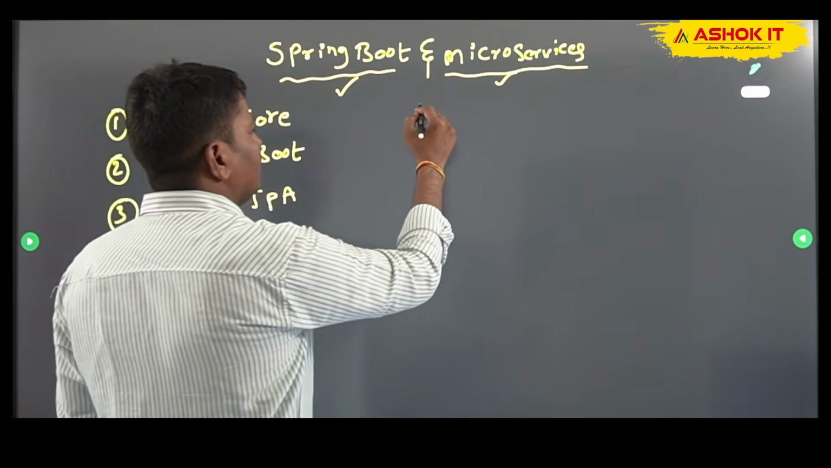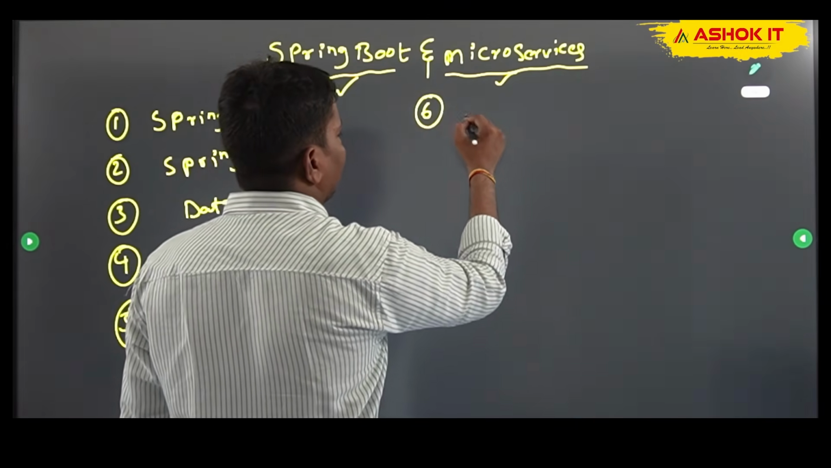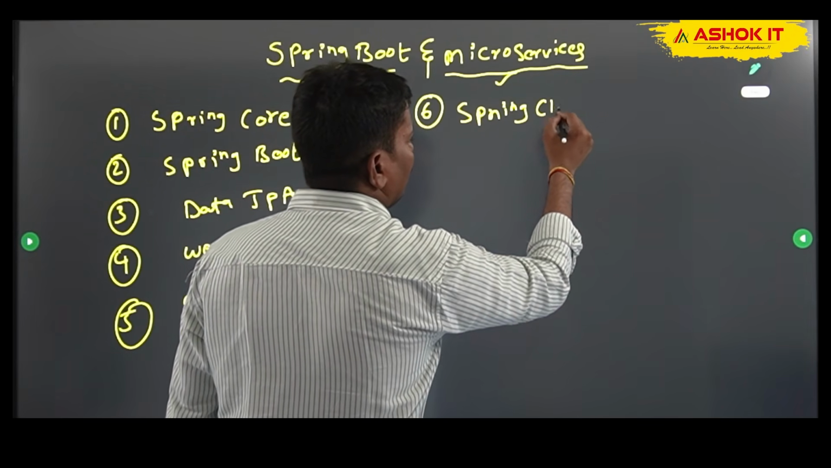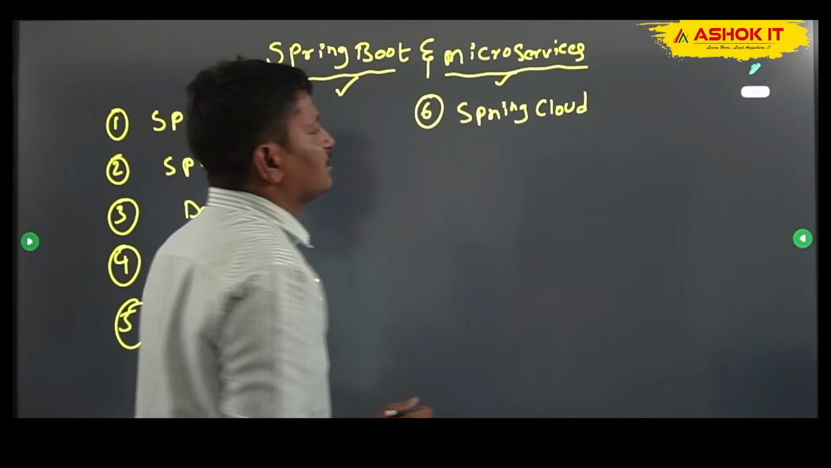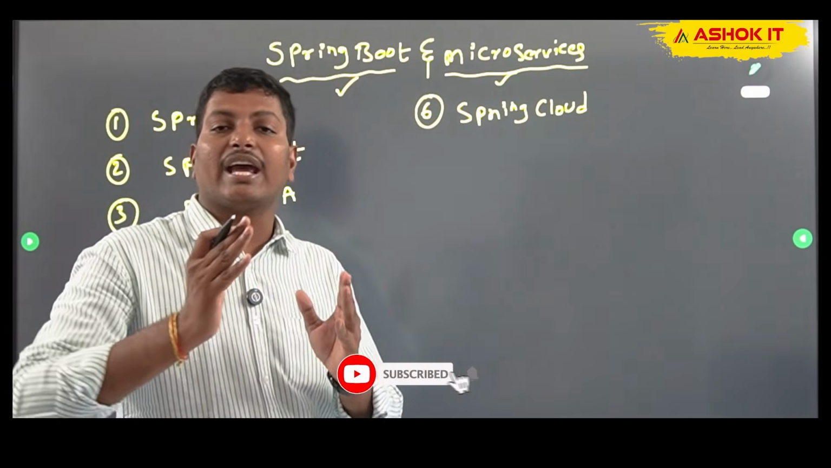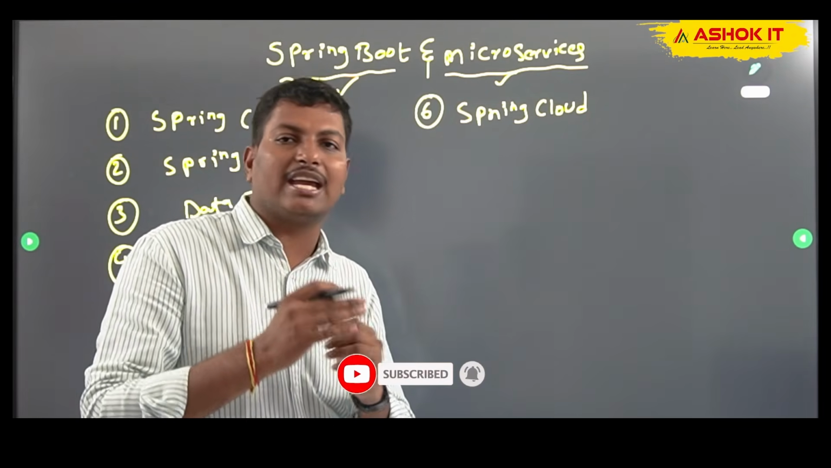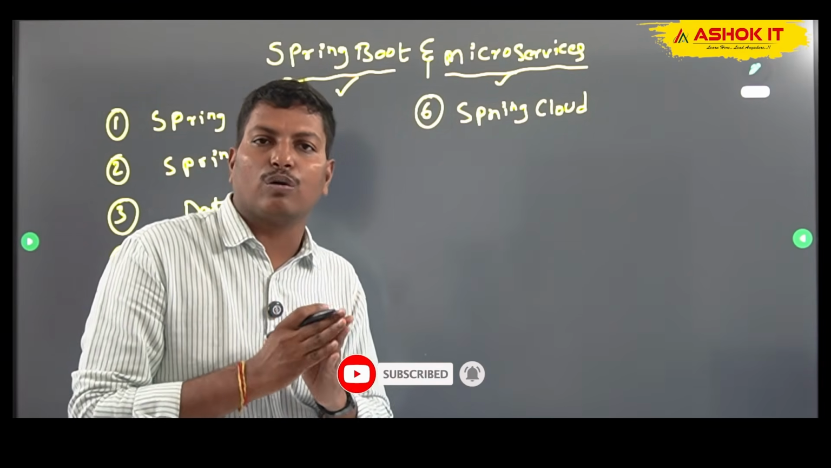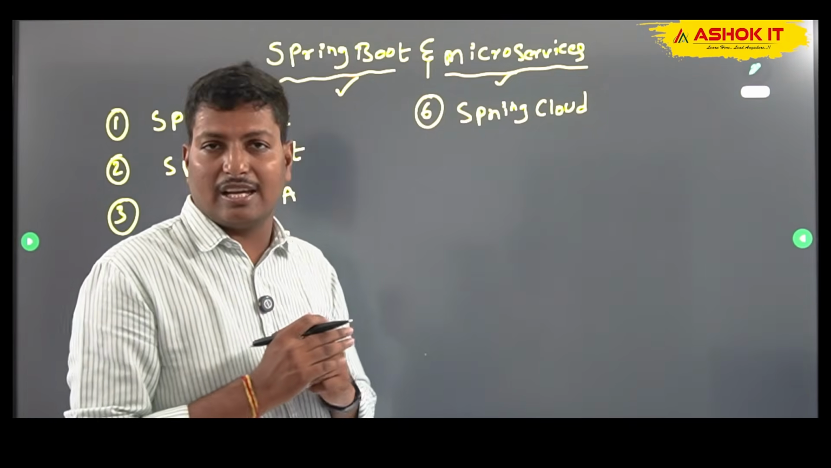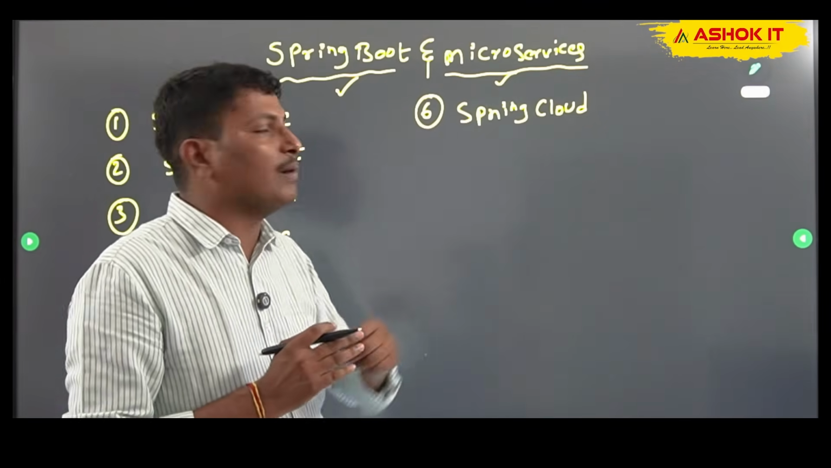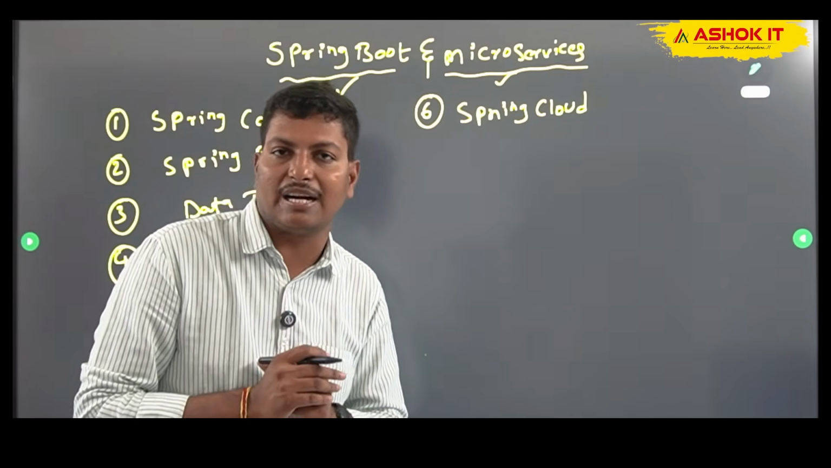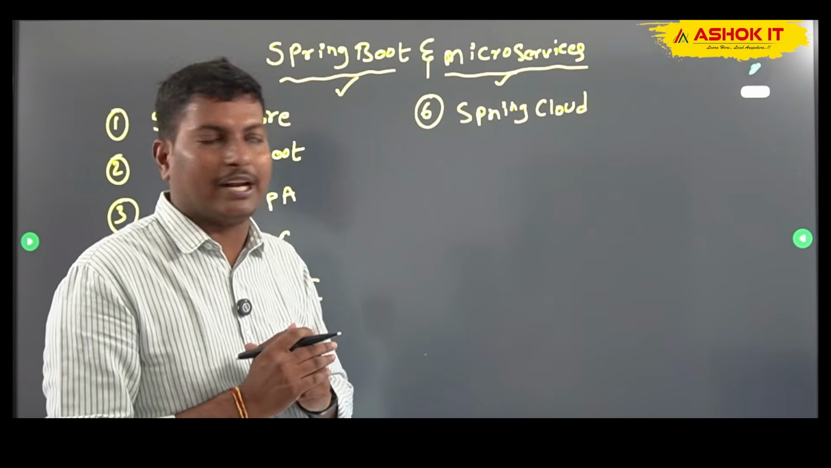Once it is done, then next we need to understand Spring Cloud concepts. If you want to build microservices, then these are the Spring Cloud concepts: what is Eureka server, what is API gateway, what is admin server, what is Feign client, what is config server, what is load balancing, how to establish load balancing with these microservices by using Spring Cloud Ribbon concepts. Those things we are going to learn.